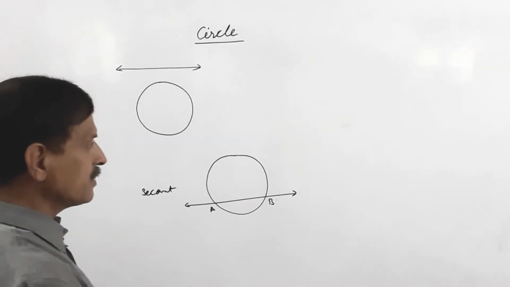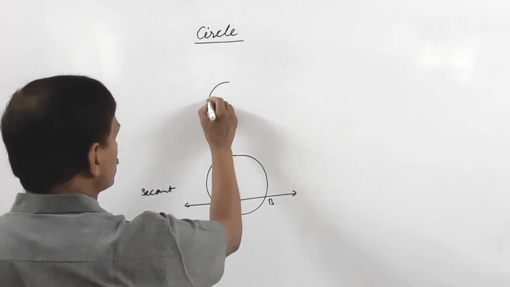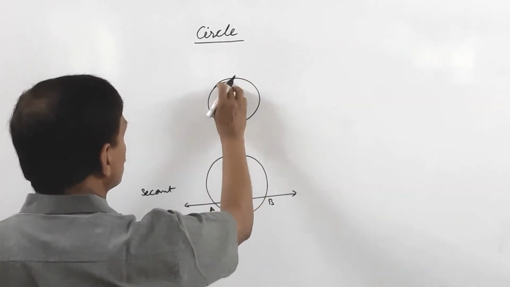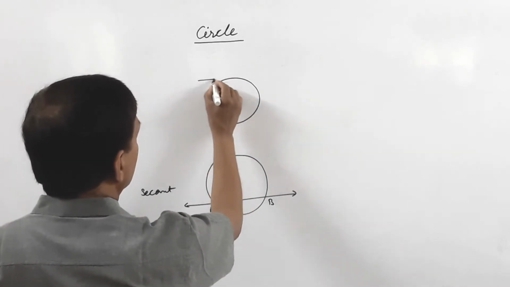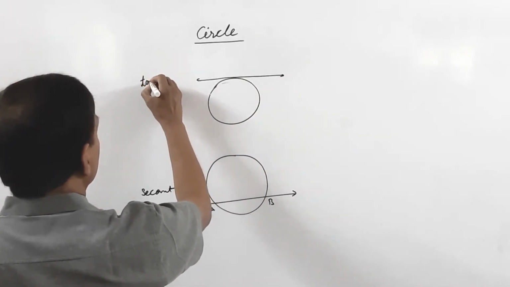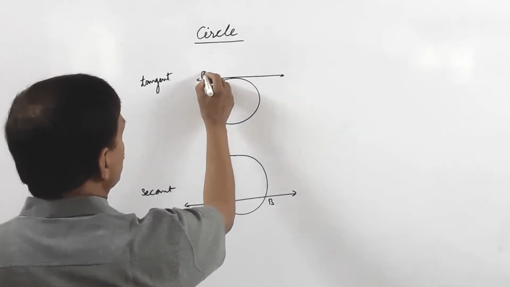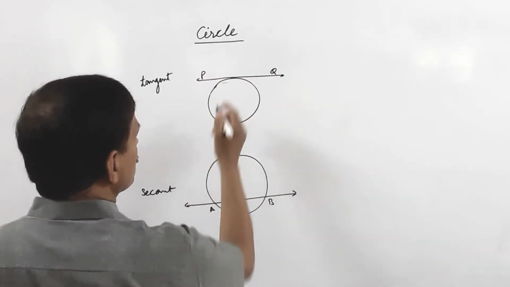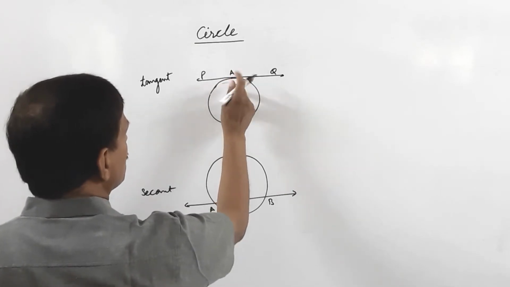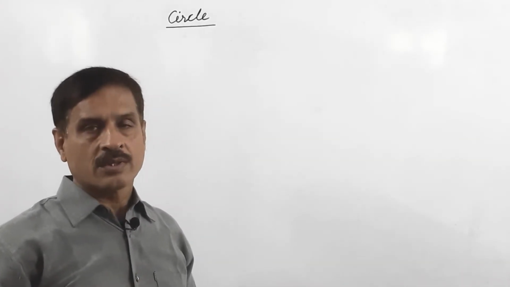And the third possibility is the line touches the circle at one point. Such a line is called tangent. So here this PQ is a tangent and this A is the point of contact. We will consider certain theorems which are associated with the concept of tangents.